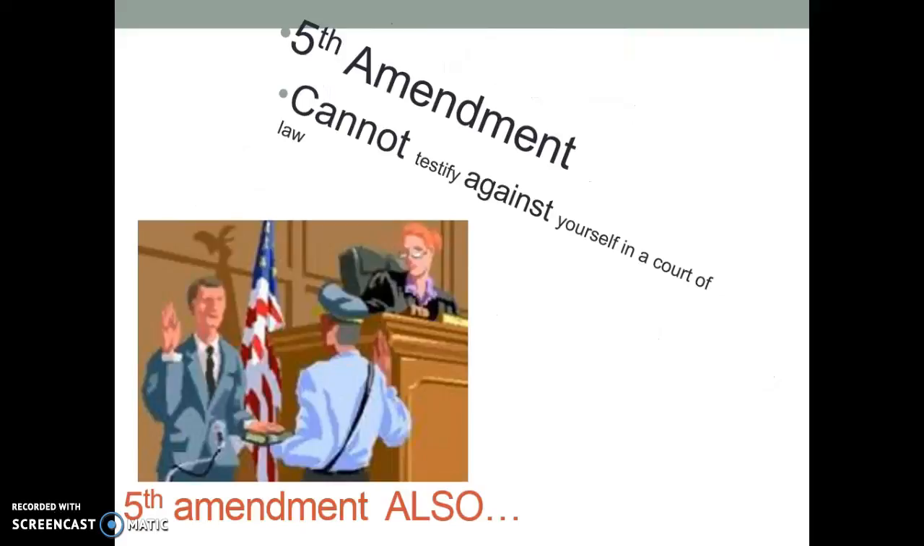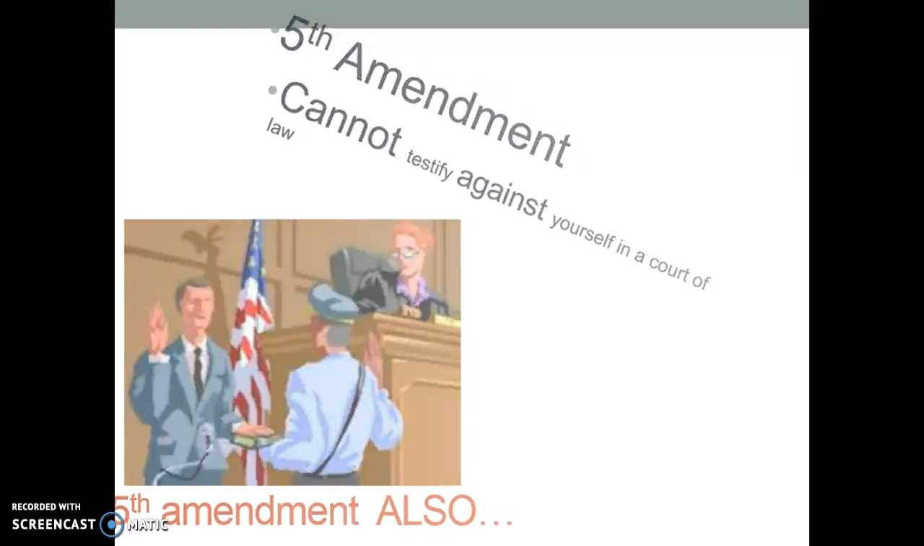So if you guys are now up in the red, what we just covered with the 14th Amendment was in the red, and now we're going to go to the left side of it to do the 5th. The 5th Amendment says we cannot testify against ourselves in a court of law. So what I'd like everybody to do for the 5th Amendment is take their hand and put their 5 fingers over their mouth, because that's one way to remember what the 5th Amendment does. It says we cannot testify against ourselves in a court of law.